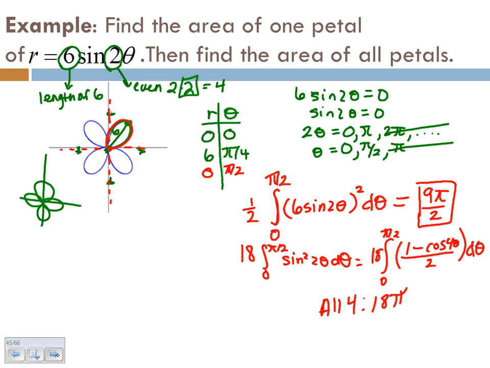Make it negative, add it to the top, and then you get out 0. Okay? So that's why you want to use symmetries a lot in polar.